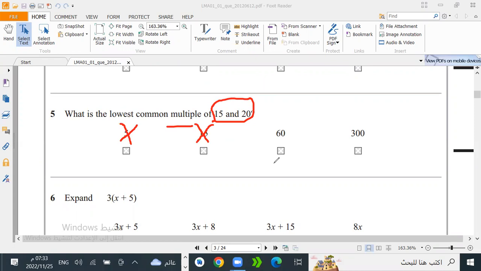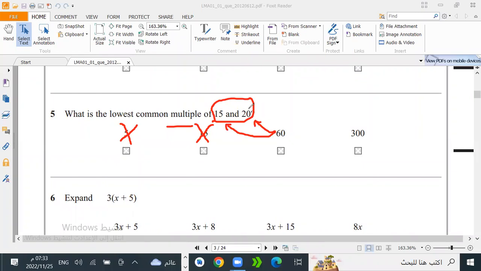It has to be bigger than my numbers. You get it? It's either 60 or 300. But how can I make sure? Take the 60, I will divide it by both numbers. If it gives me a whole number, it's 60. So 60 divided by 20 equals what?